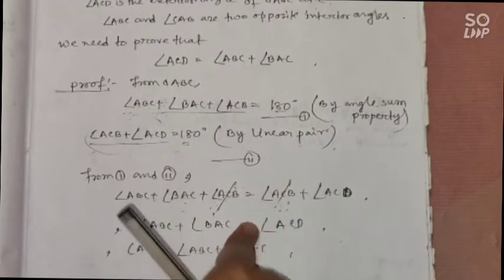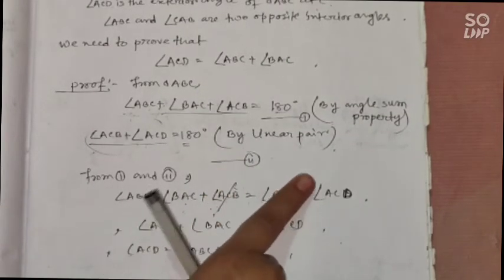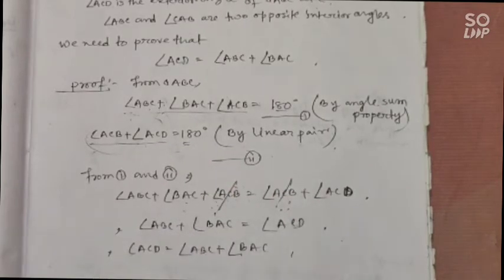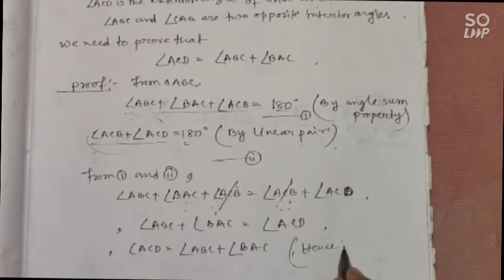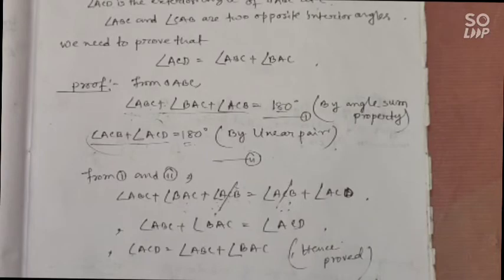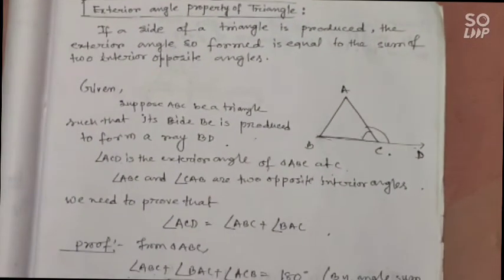So, we can cancel the same term, angle ACB, from both sides. So, angle ABC plus angle BAC equals angle ACD. So, hence proved. This is the exterior angle property of a triangle.